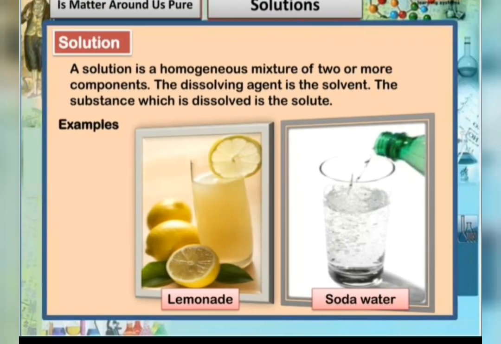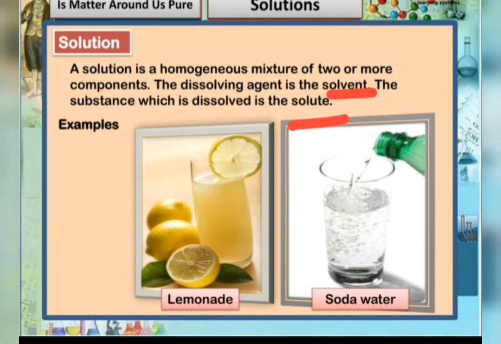Now today we will discuss solutions, suspensions and colloids. And before we discuss solutions, suspensions and colloids in detail, we should know the meaning of the two terms, solute and solvent. What do we mean by solute? So let me tell you students, the substance which is dissolved in a liquid to make a solution, it's called solute. And the liquid in which solute is dissolved, it's called solvent.